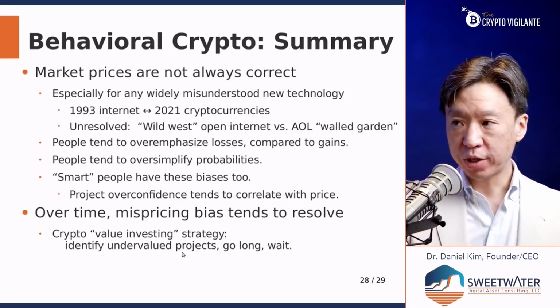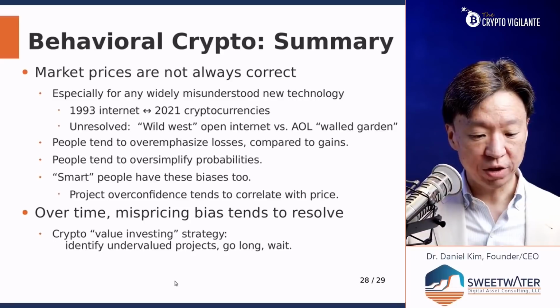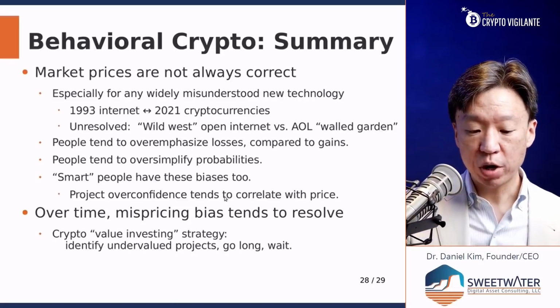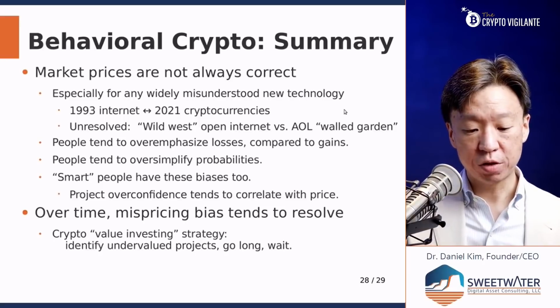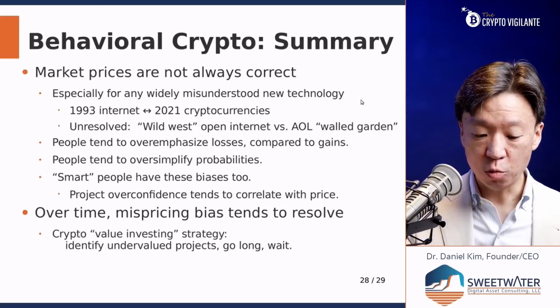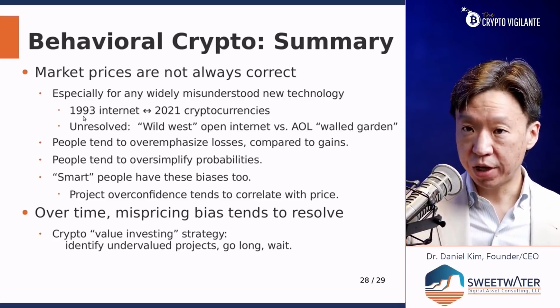All right, so there are a lot more examples of things like this, but I'll stop here. Here's my summary of behavioral crypto. Market prices are not always correct. You should keep that in mind. Market prices are not always correct, especially for any widely misunderstood new technology. In 1993, that was the internet.